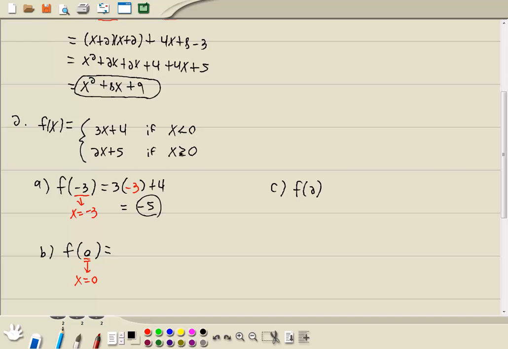And then you read it and just see which one's true. Is 0 less than 0 or is 0 greater than or equal to 0? Well, it's not greater than, but it is equal to, which means this piece is true. So this is where we'll plug it in. So we've got 2 times 0 plus 5. 2 times 0 is 0, plus 5 gives us 5.